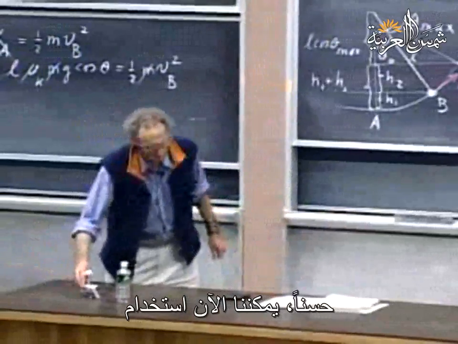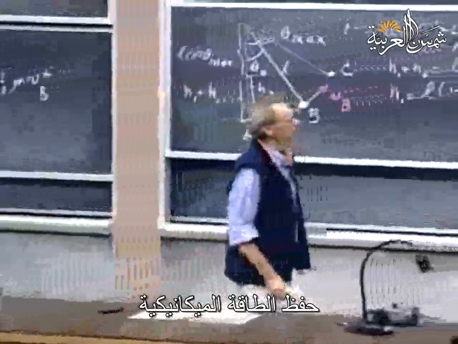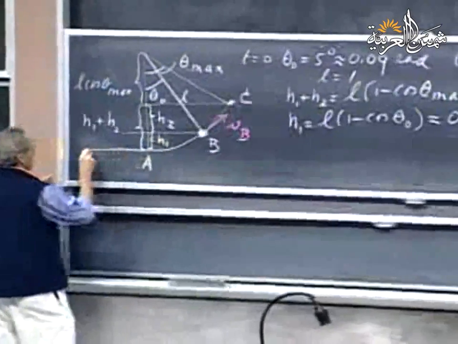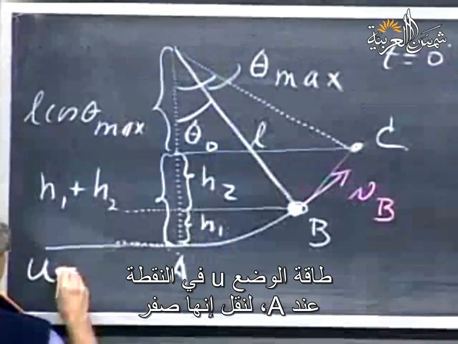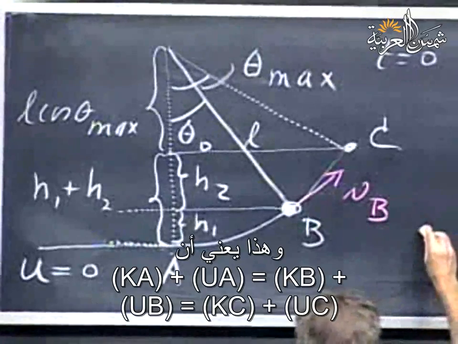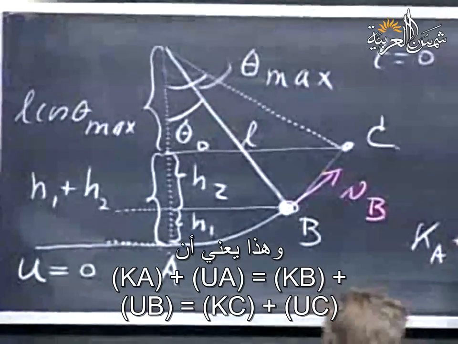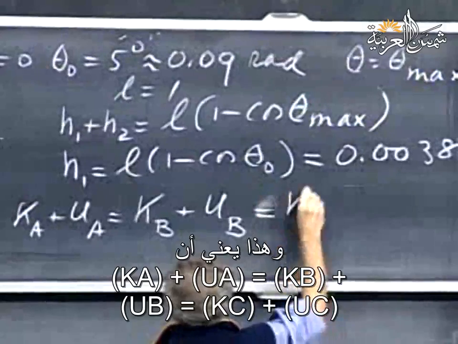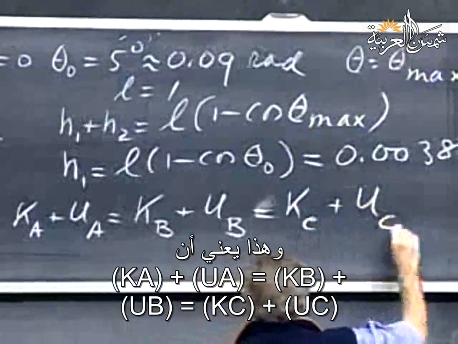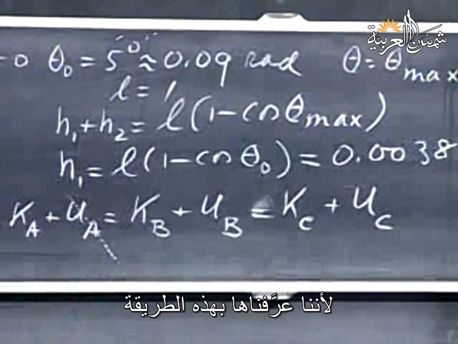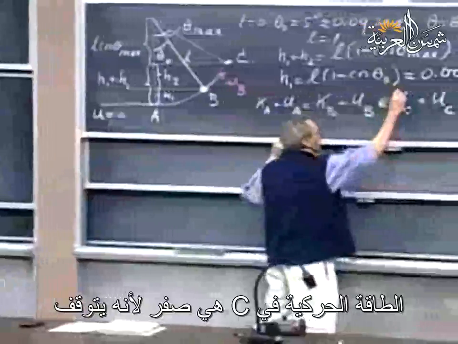Well, we could now use the conservation of mechanical energy. And we could say, let us call arbitrarily the gravitational potential energy at point A, let's call that 0. And going to apply the conservation of mechanical energy, which means that the kinetic energy at A plus the potential energy at A must be the kinetic energy at B plus the potential energy at B equals the kinetic energy at C plus the potential energy at C. Now the potential energy at A is 0, because we define it that way. The kinetic energy at C is 0 because it comes to a halt.